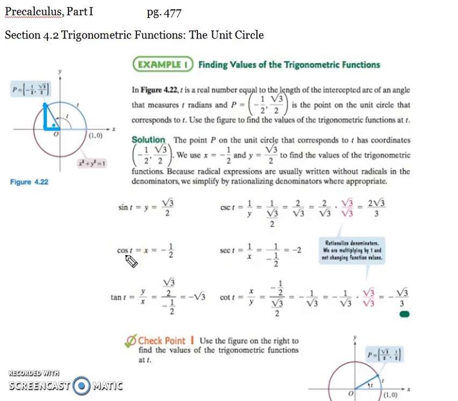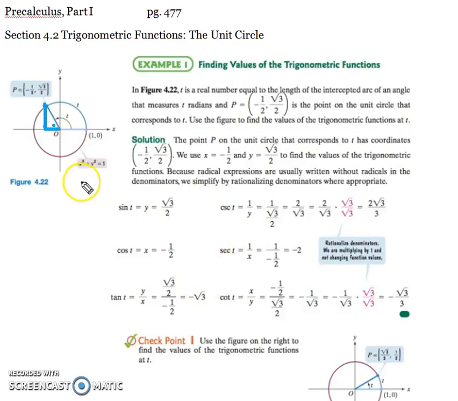Okay, the cosine, remember, is adjacent side over hypotenuse. Again, the hypotenuse is only 1, so this is -1/2. So the cosine is -1/2. The secant is the reciprocal of that, so 1 over -1/2, again, multiply by the reciprocal, which is -2.